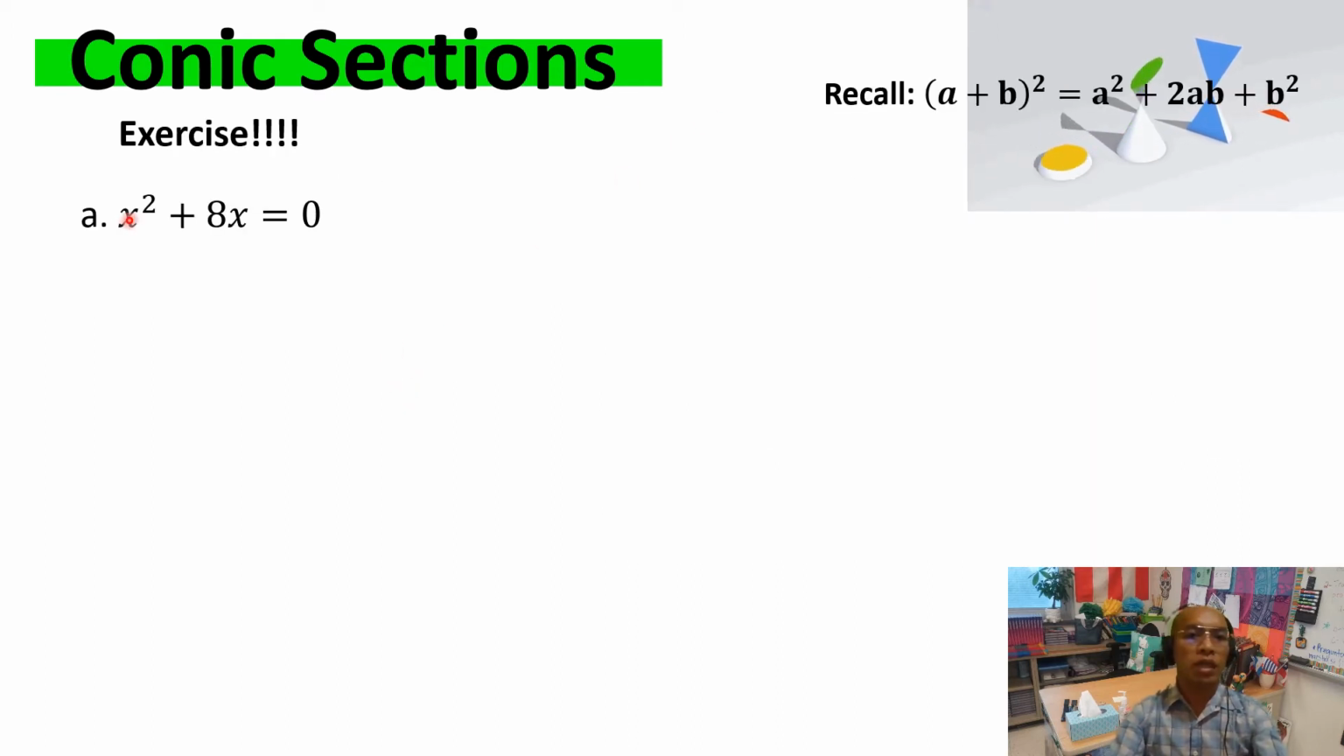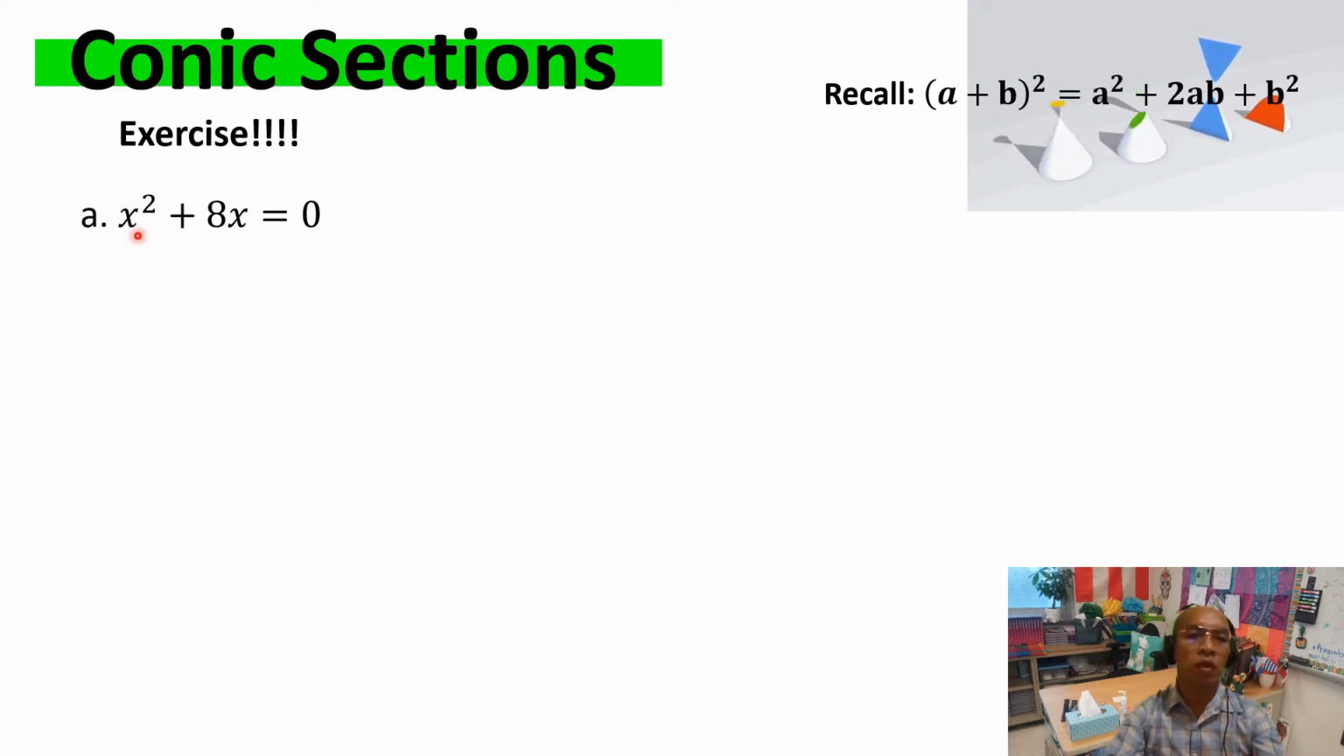For example, x squared plus 8x is equal to 0. We have to recall that our goal is to make this expression a perfect square trinomial. Why? So that we can factor it into this form. a squared plus 2ab plus b squared has the factor a plus b quantity squared. Conversely, the product of a plus b quantity squared is the perfect square trinomial a squared plus 2ab plus b squared.